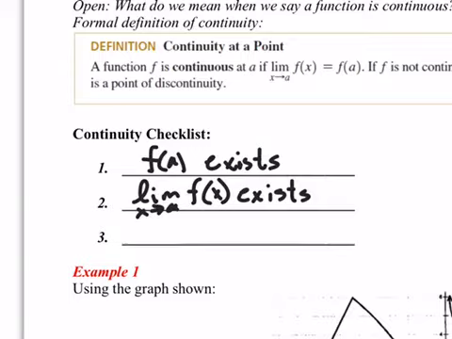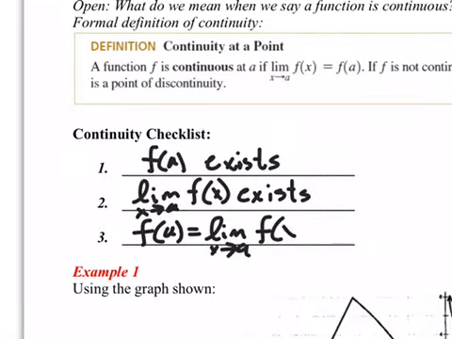And then the third thing that has to be true is that f of a has to equal the limit as x approaches a of f of x. So you've got to have a value for f of a. You've got to have a limit that exists, and that value has to equal that limit.